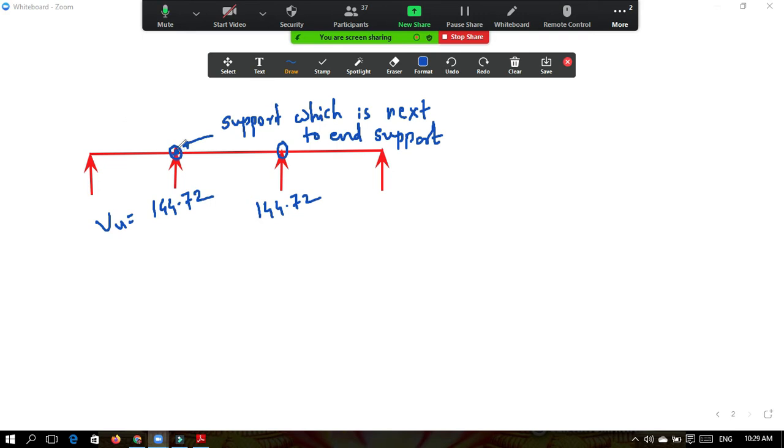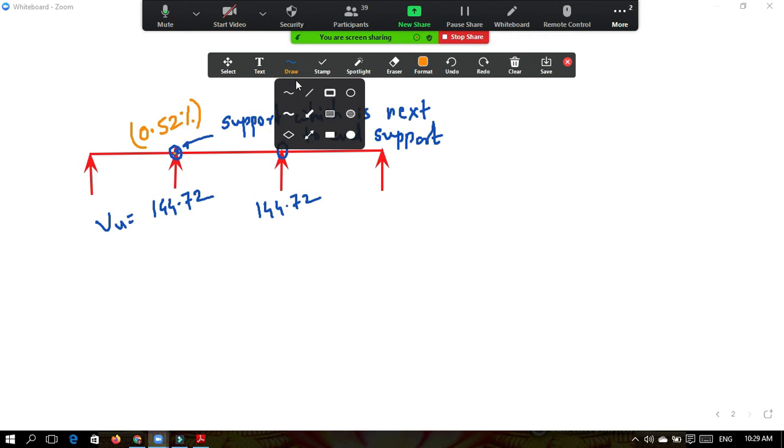So you see the negative moment. Among all those negative moments, we have calculated one moment which is at this point, and the percentage of steel for that moment we have calculated as 0.52%. This is our percentage of steel at this point.